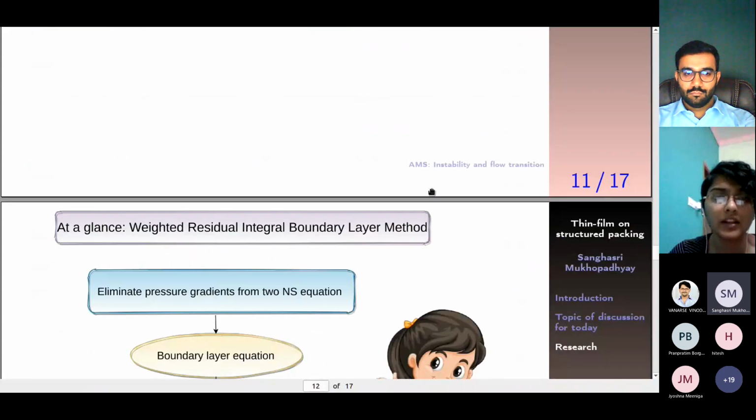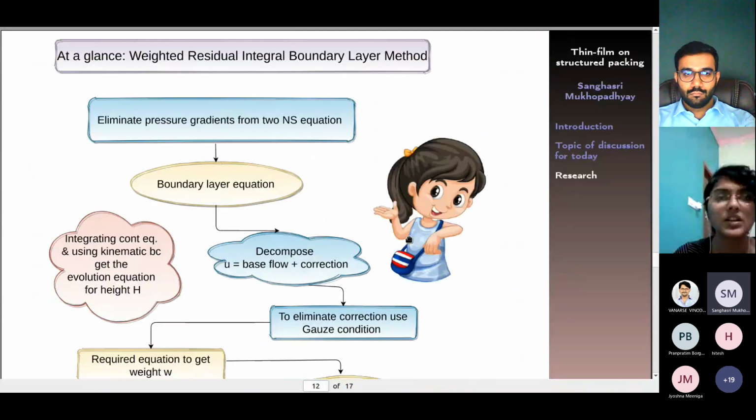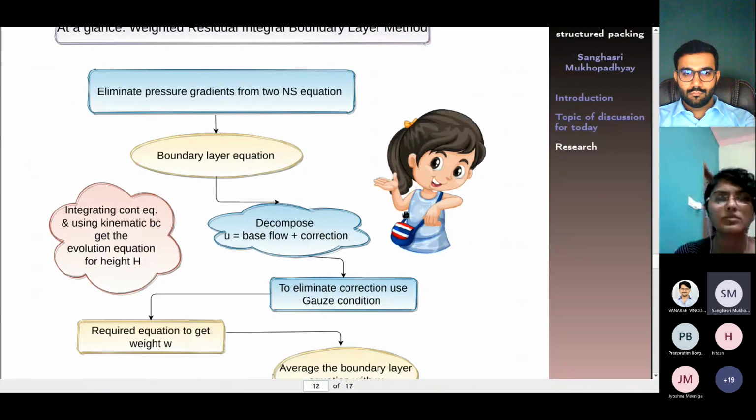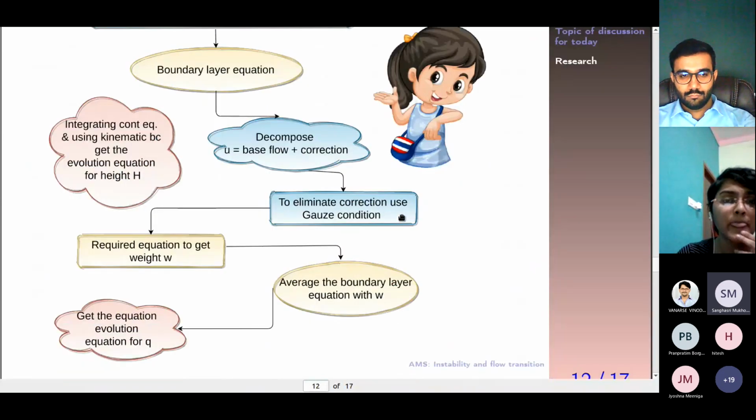And then what we have done, we have modeled this phenomenon using a lower dimensional model we call weighted residual. So this is a little bit of representation of how we do it. Normally we eliminate the pressure gradient, we make a boundary layer equation, and then we decompose the velocity into two parts, which are the base flow and the correction terms. And then using some algebra, we make this averaging with an appropriate weight, which is called W. That's why this method is called weighted residual.